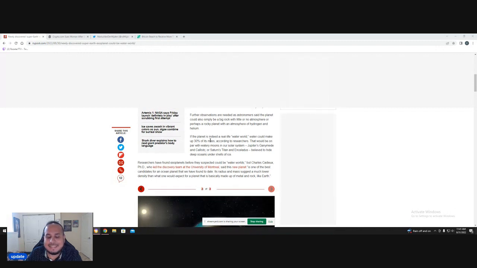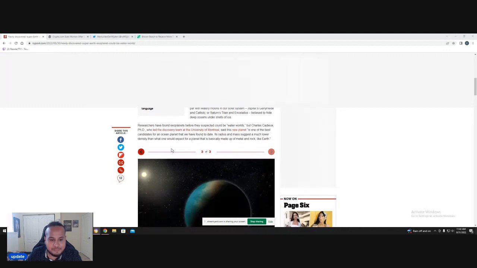If the planet is indeed a real-life water world, water could make up 30% of its mass, according to researchers. That would be on par with watery moons in our solar system, Jupiter's Ganymede and Callisto, or Saturn's Titan and Enceladus. I'm sorry if I said that wrong, guys. Believed to hide deep oceans under shells of ice.